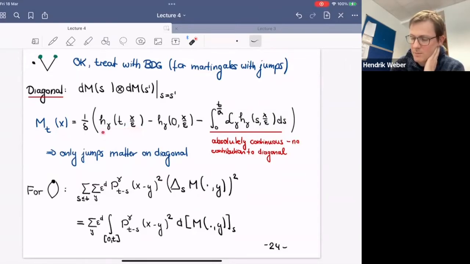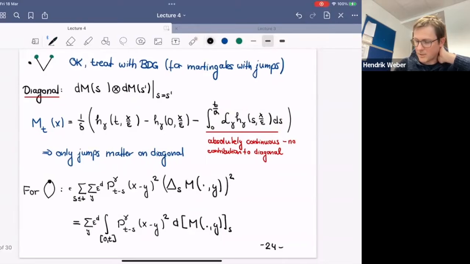So this expression, integrating over the diagonal, can be rewritten as the sum over all points. Actually, sorry, I've forgotten in my scaling an epsilon to the d here. You sum over all points, and then you have just the jump at that time squared. So these are just the Diracs of this. And this is again an object that is well known in the study of these martingales. This is just an integral with respect to the quadratic variation.